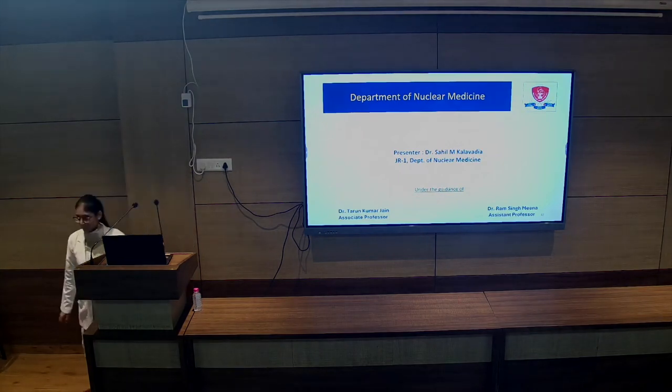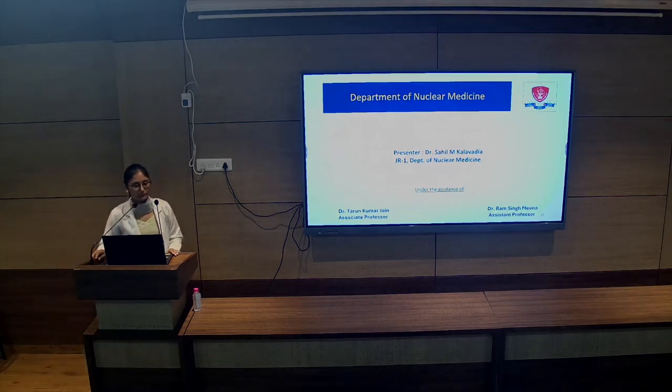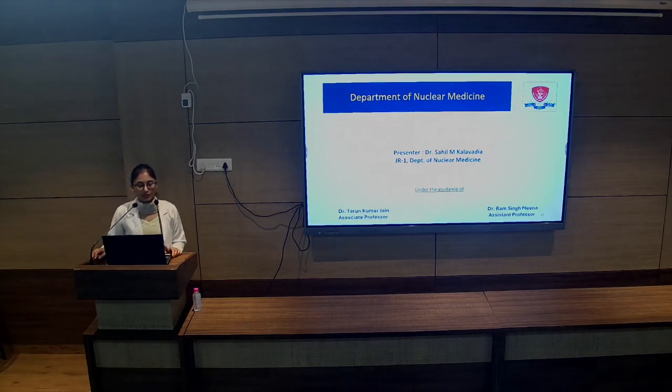Why bone marrow? Is it going to change the plan of management, whether it is positive or negative? Because it's an invasive investigation. Yes, sir. Bone marrow is done to label the staging, because if in PET scan there is no uptake in bone marrow, and if there is disease in bone marrow, we can label it stage 4.